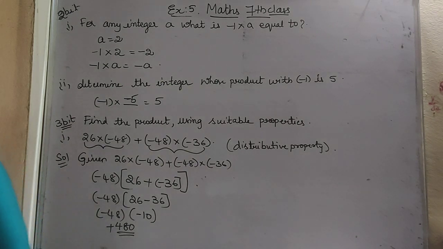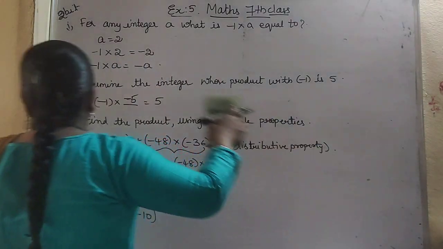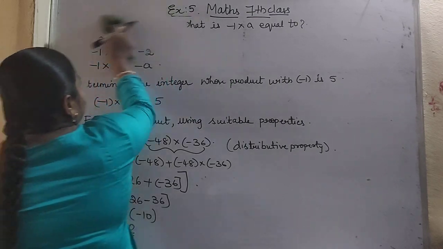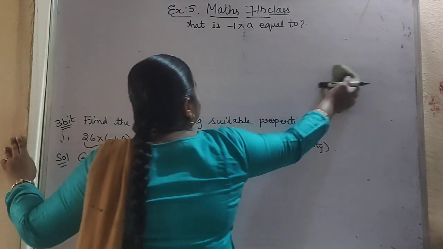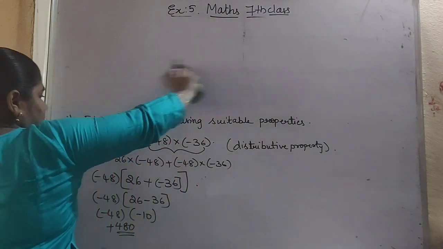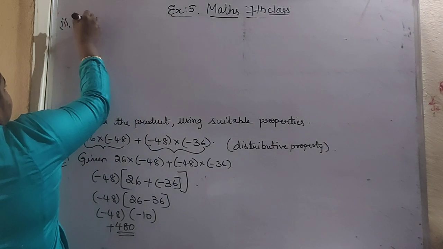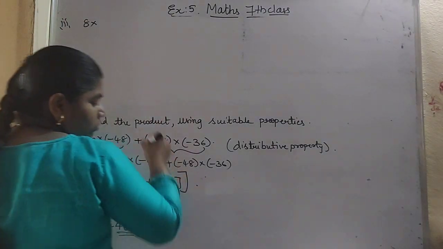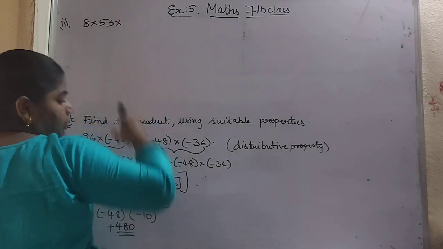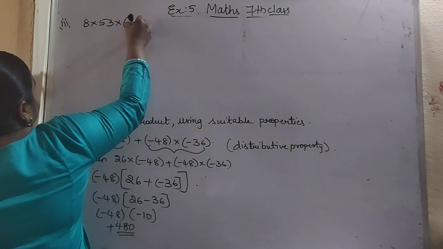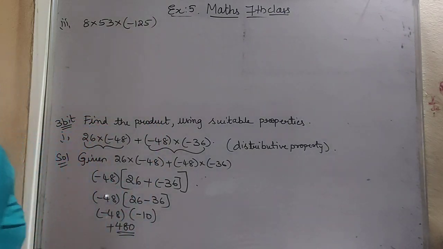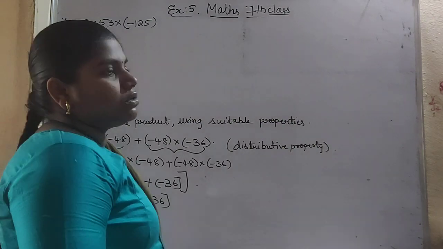Okay, so this is our first one. Next one. So what is the next equation? That is 8 into 53 into minus 125. So this is in the form of A into B into C. Which property can we apply here? Closure property we can apply. So how are we using this closure property?